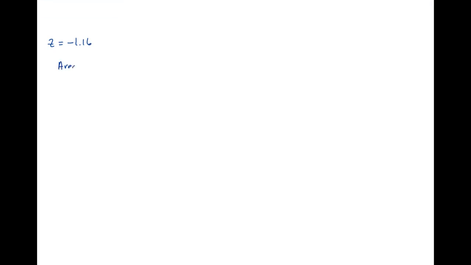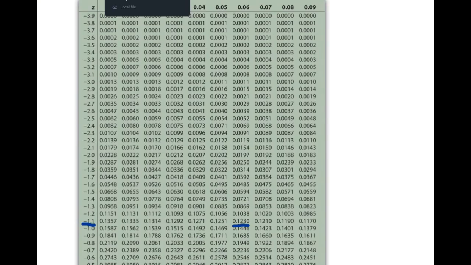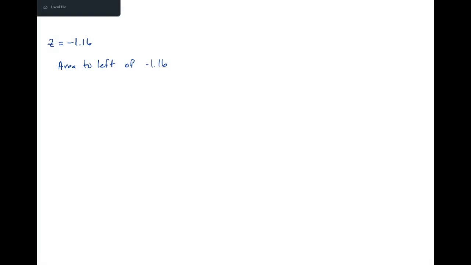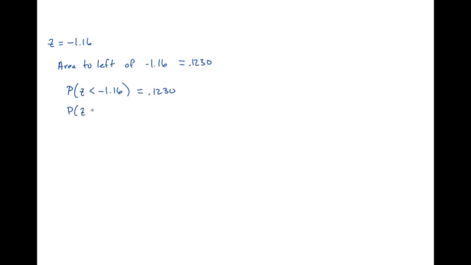So the area to the left of negative 1.16 in the standard normal distribution is 0.1230. This is equivalent to saying that the probability that a z-score is less than negative 1.16 is about 0.1230. Since this distribution is continuous, this is also equivalent to saying the probability that z is less than or equal to negative 1.16 is this same area.